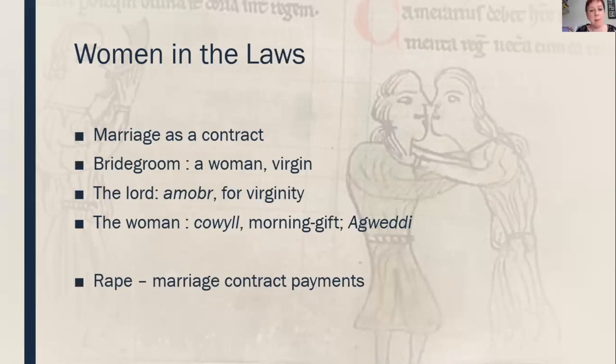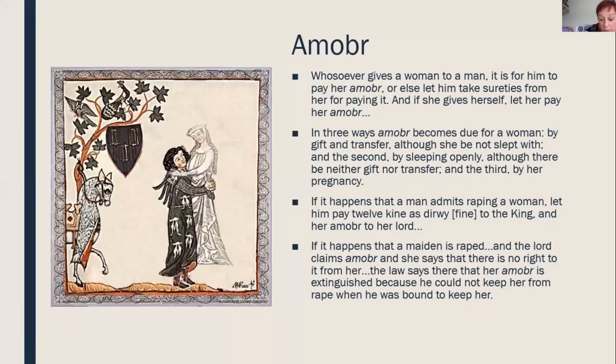And what I want to discuss briefly is amobr. It's a fine for virginity. It's a payment for virginity that was part of the wedding payments, marriage payments in medieval Welsh law. And there's examples of it. So the amobr was paid by the person giving the woman, but steps were taken to make sure that this amobr payment for virginity was made, was collected, whatever the situation of the union.